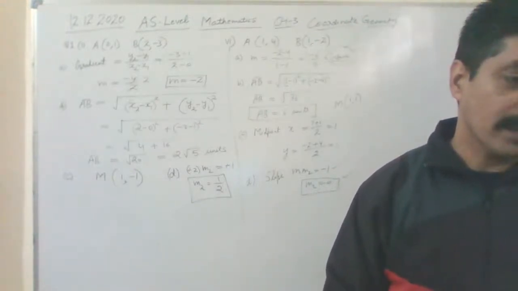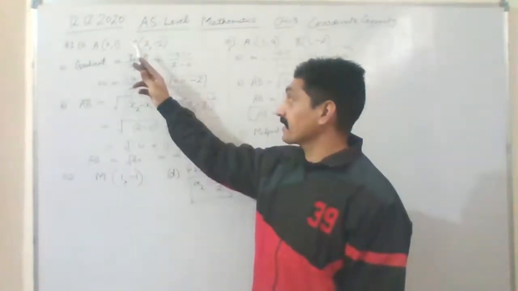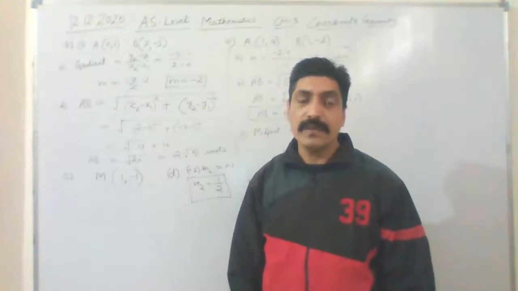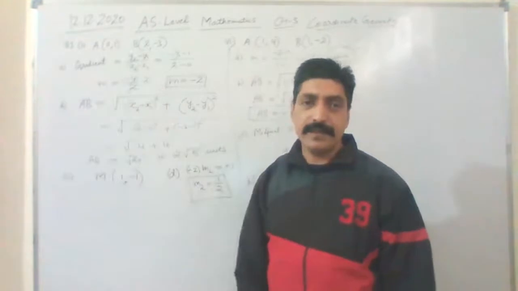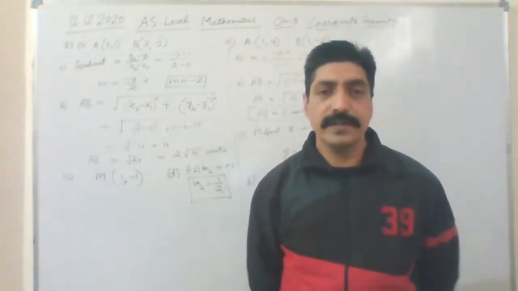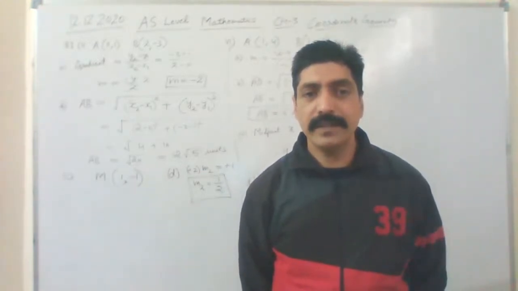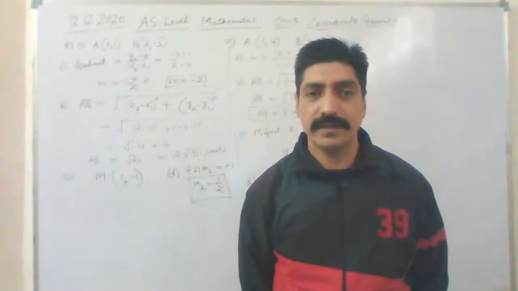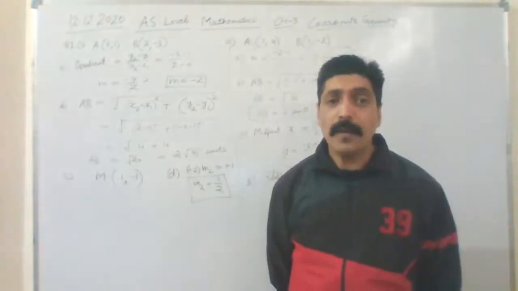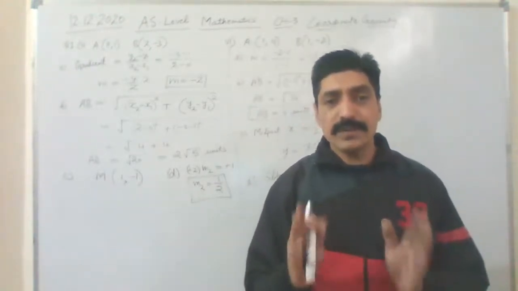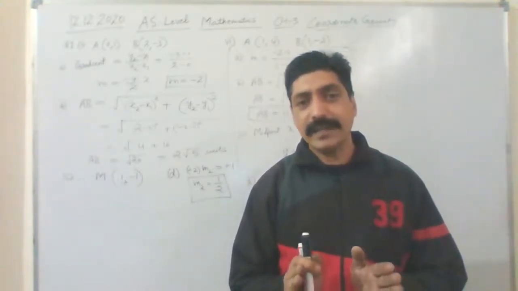It has a total of 11 questions. So let's recapitulate again what we have studied. We have studied first the gradient, which we studied in previous classes also. The gradient of a line is equal to y2 minus y1 divided by x2 minus x1. That is the gradient, or called the slope of the line. The slope of the line can be positive, negative, infinite, or 0.